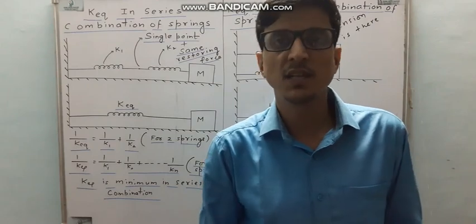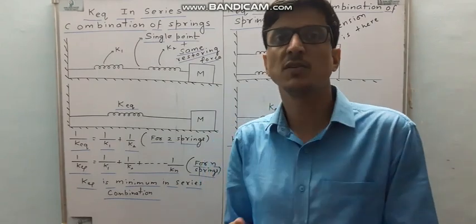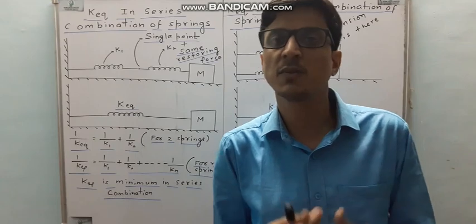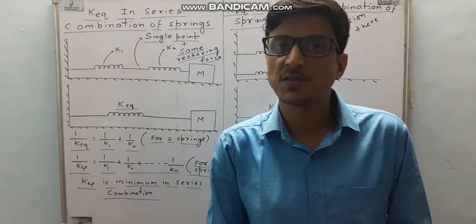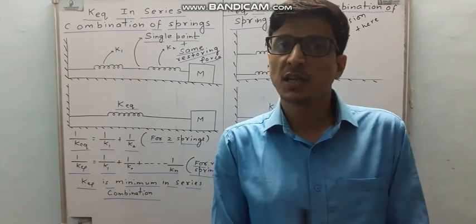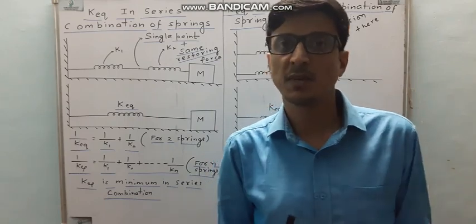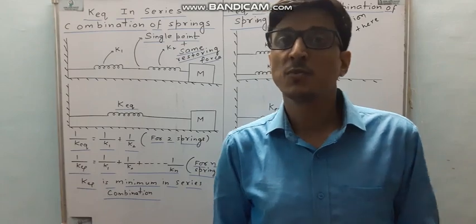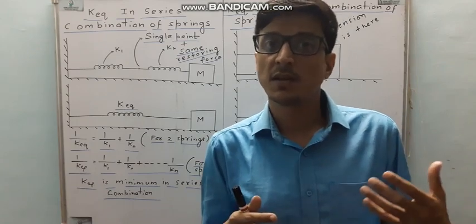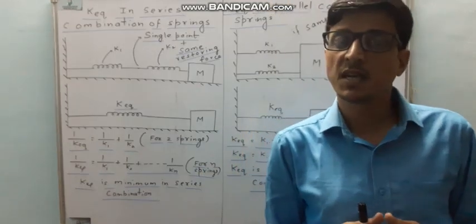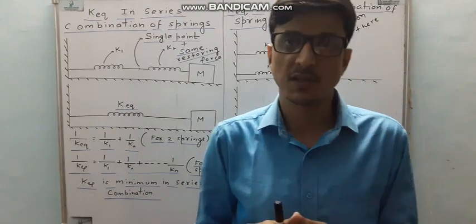So we studied today that there are two popular ways of connecting springs. One is series combination and the second is parallel combination. In series combination, there should be a single point connecting the two springs, and in case of parallel combination, the extension should be the same in both the springs. K equivalent is minimum in series and maximum in parallel combination. So this was all.